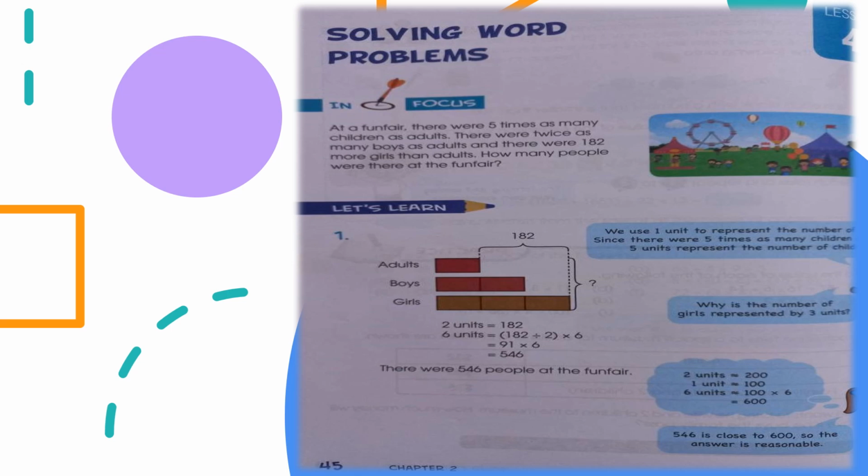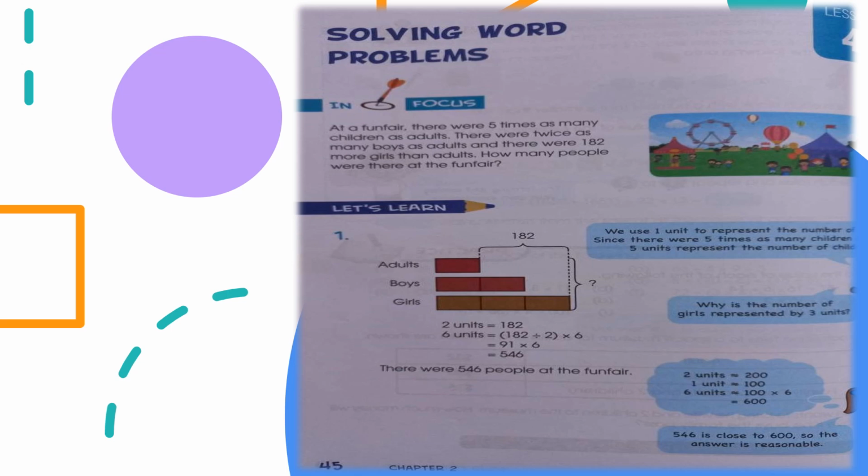It is very important to understand the data properly to solve the word problem. First of all, our main reference point is an adult. So we have drawn 1 unit for adult. Now the problem says that boys are twice as many as adults. So if there is 1 adult, there will be 2 boys. So we have drawn 2 units for the boys. And for the girls, it says there were 182 more girls than adults.